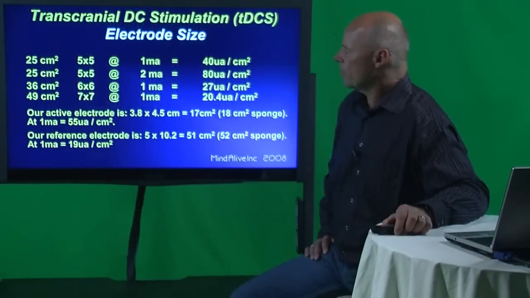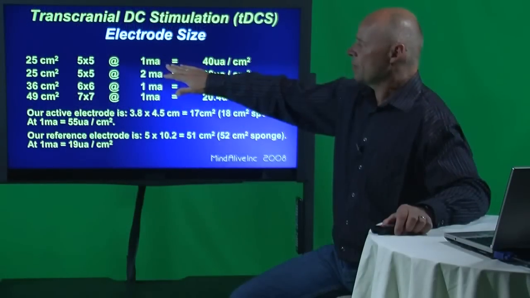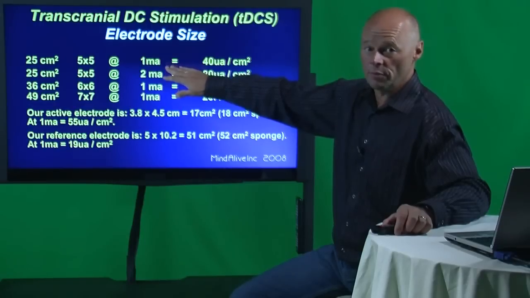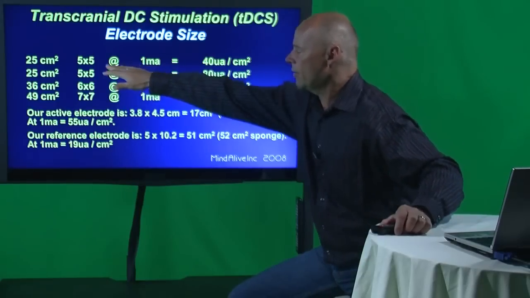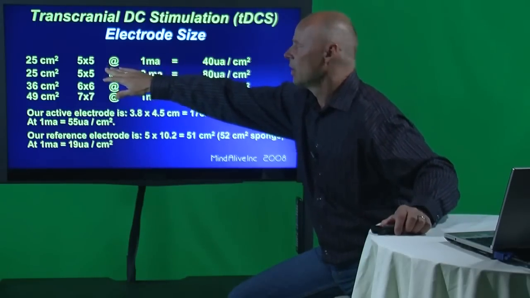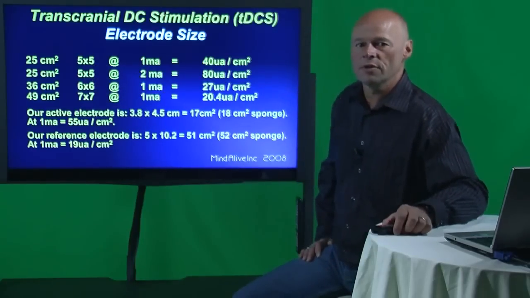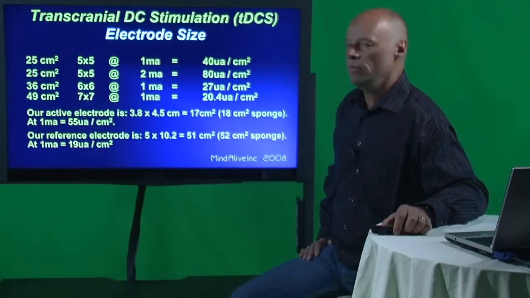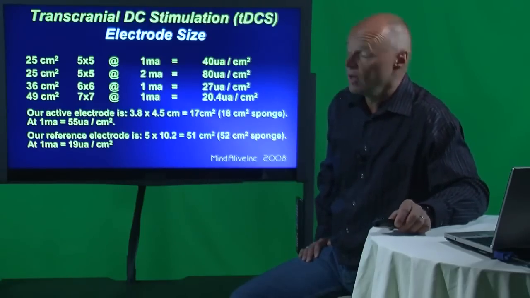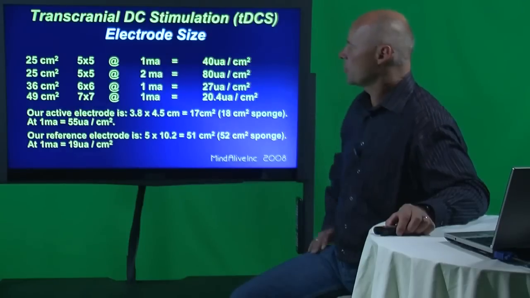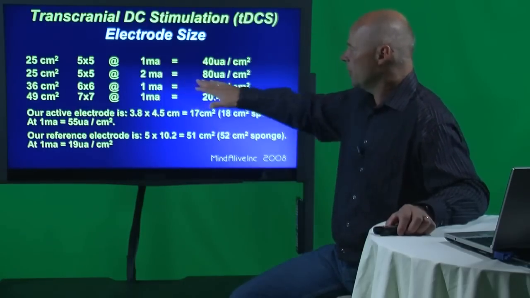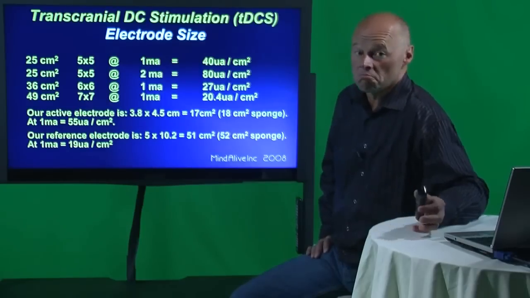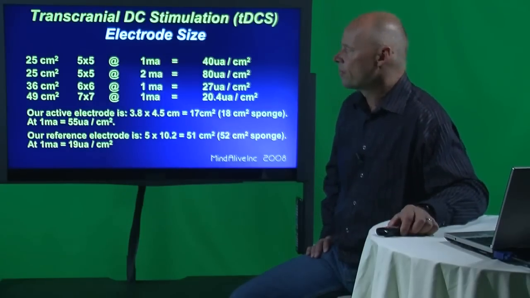So how do we determine the current under an electrode? In this example, supposing we were stimulating with 1 milliamp, which is very commonly used in transcranial DC stimulation. If we had a 5 centimeter by 5 centimeter electrode, totaling 25 square centimeters, we would simply take 1 milliamp and divide it by 25, which would yield 40 microamps per square centimeter. Now supposing we were using that same electrode but stimulating with 2 milliamps. Well, we would just simply double it and have 80 microamps per square centimeter underneath the electrode.